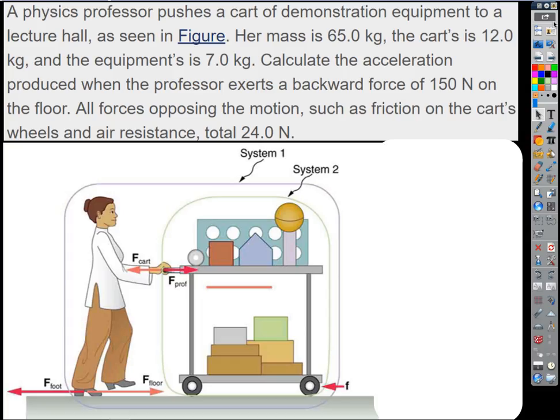Let's identify first, what are the action-reaction pairs? Okay, foot and the floor. Right, foot pushes back on the floor, floor pushes forward on the foot. I mean, the professor. Professor and the floor. You could just say professor instead of foot, I guess, right? Okay, what else? Professor and the cart. Professor pushes on the cart. So if professor acts on cart, then the reaction force is cart acts on professor, right? So there's an action-reaction pair. What else?